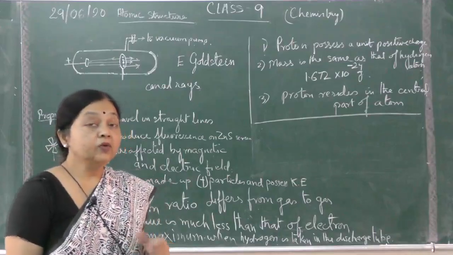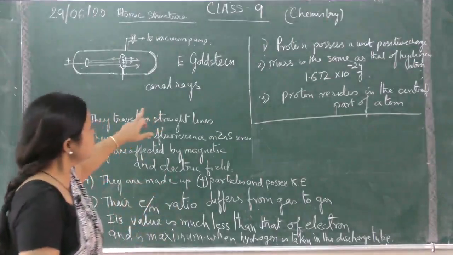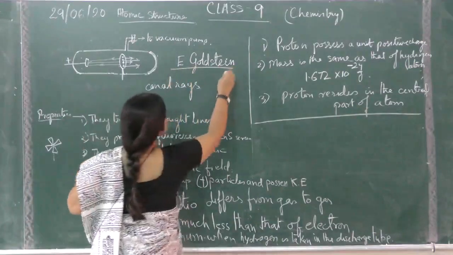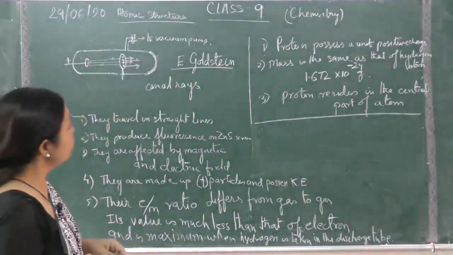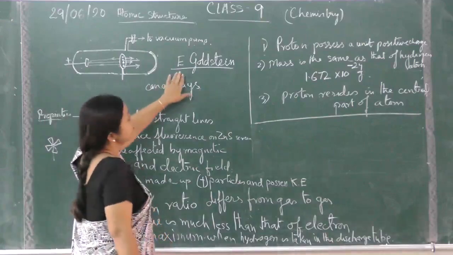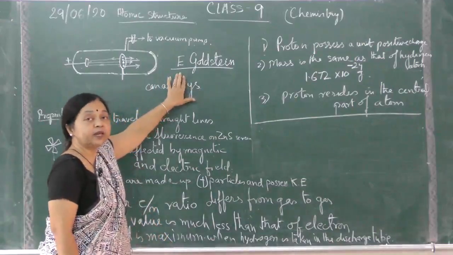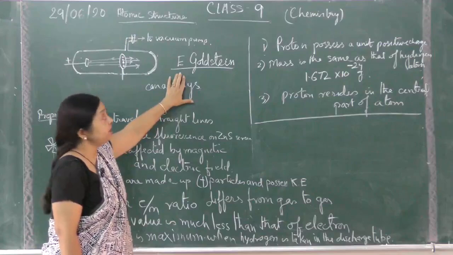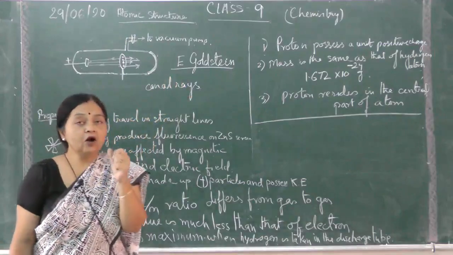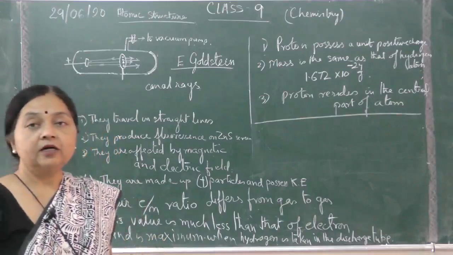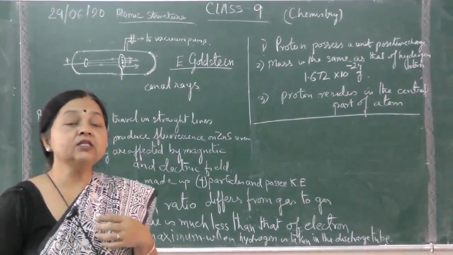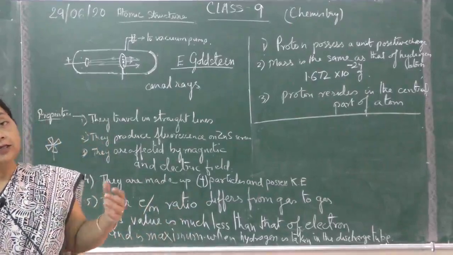Okay. And who was responsible for this? An English scientist, E. Goldstein, was responsible for this. Okay. And what he did was, when he was doing experiments with his discharge tube, he found that along with the cathode rays, there was another stream of particles which were moving in just the opposite direction of the cathode rays.